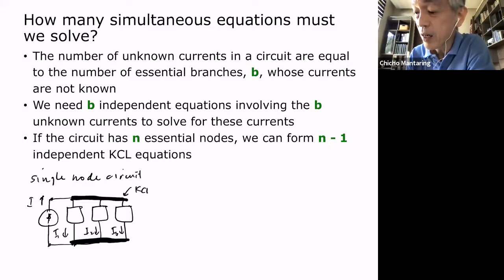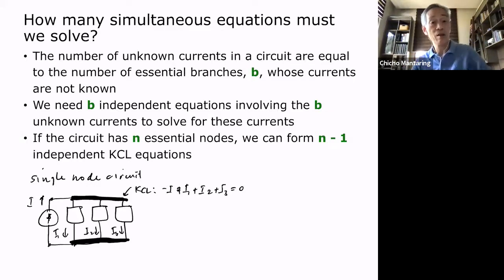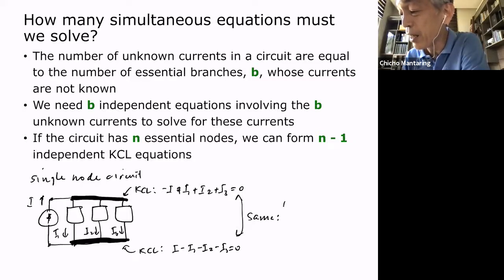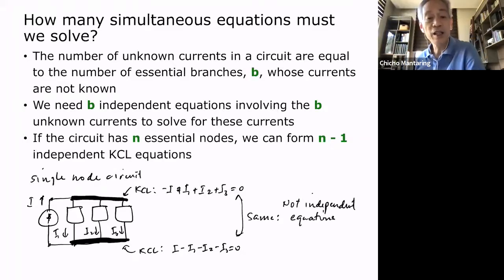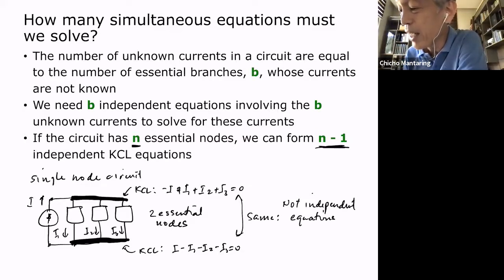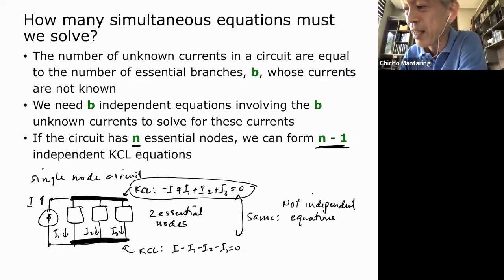If I do a KCL here, what is my KCL equation? I get minus I plus I1 plus I2 plus I3 is equal to 0. If I do a KCL here, I'm going to get I minus I1 minus I2 minus I3 is equal to 0. So these are the same. Meaning to say they are not independent equations. So in general, if you have n essential nodes, here you actually have 2 essential nodes, you can only form n-1 KCL equations. So here, you can only form 1 KCL equation because your other KCL equation will be exactly the same.